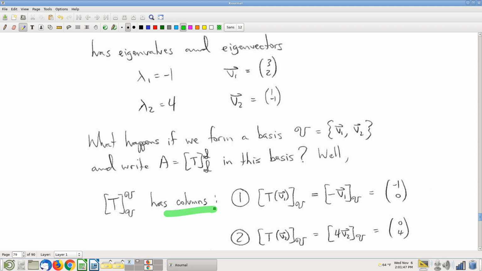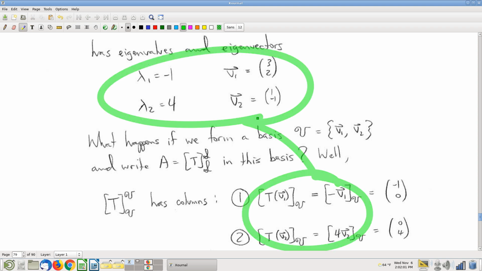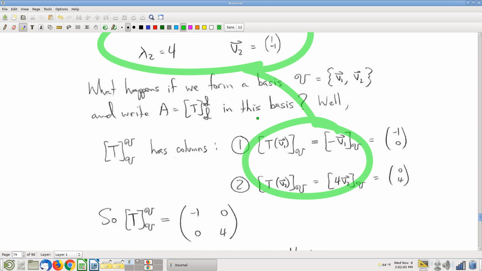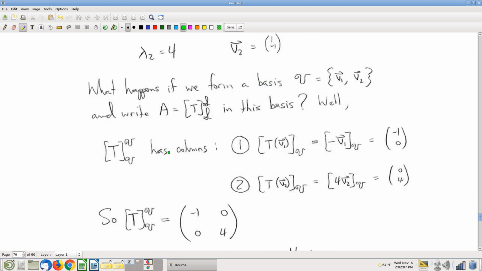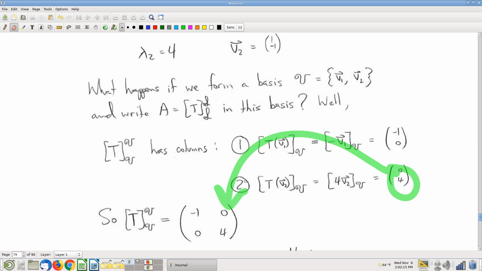The columns are this. And those numbers turned out to be easily computed because of these algebraic relations that come very conveniently from the fact that these are eigenvectors. And we can put those together then. Remember that these are the columns. So the first column is that. Second column is that. And here's my new matrix.